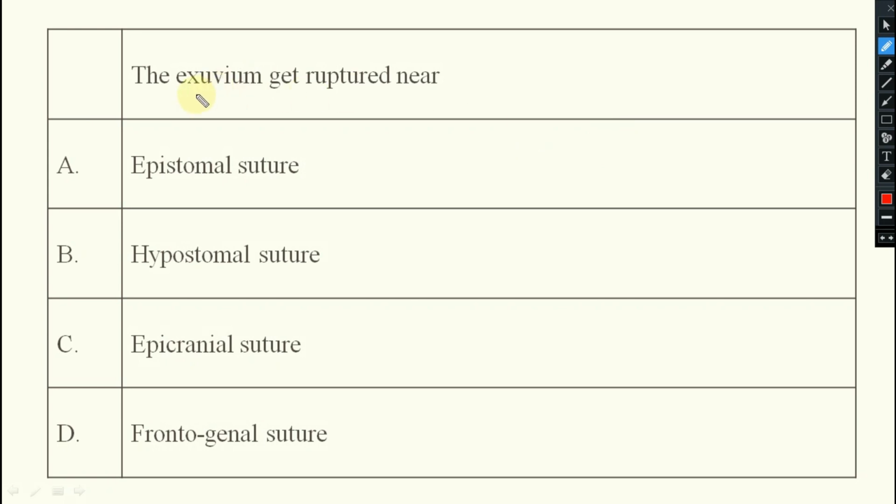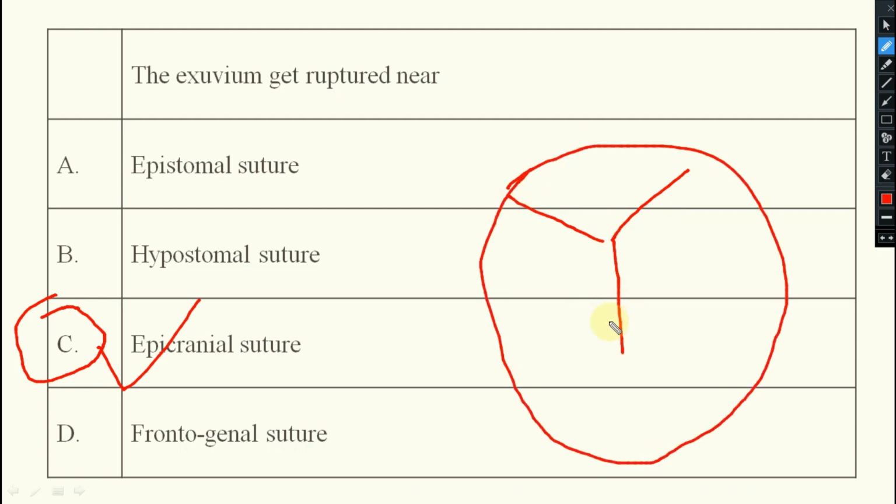Next, the exuvium gets ruptured near which suture? Whether epistomal, hypostomal, epicranial, or protogenal suture. So the option is what? Option C, epicranial suture. Very, very important. That is an inverted Y-shaped suture present near the head region.